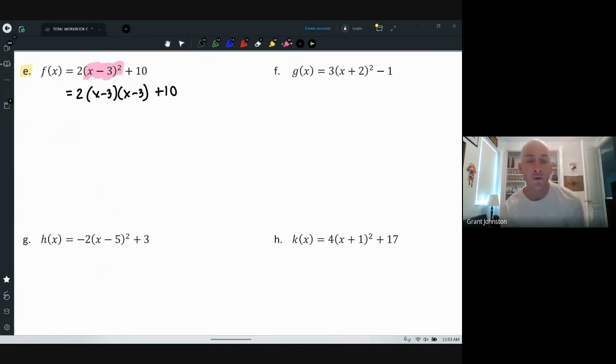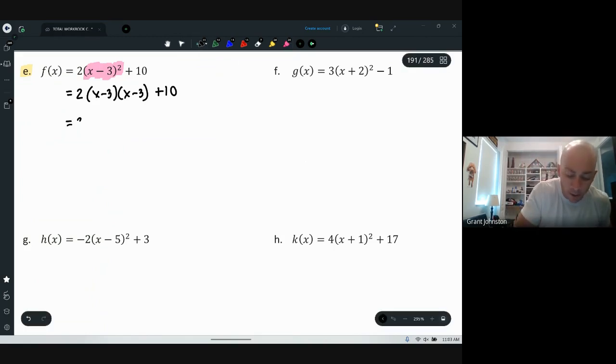And x minus 3 squared just means an x minus 3 times another x minus 3. So I'm going to do x minus 3 times x minus 3. Then I'm going to multiply it by that 2 coefficient, kind of like we did on number 1. And then I'll combine the like terms and add the 10 with it after that.